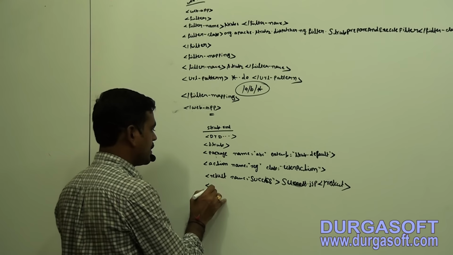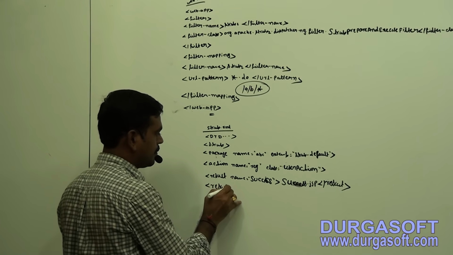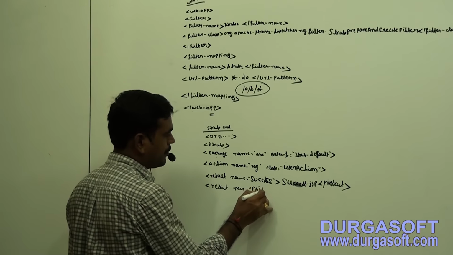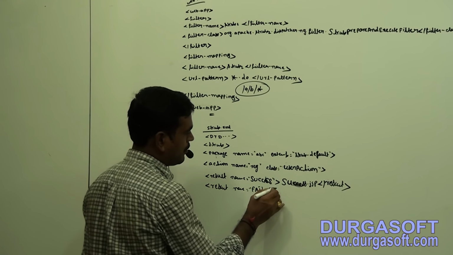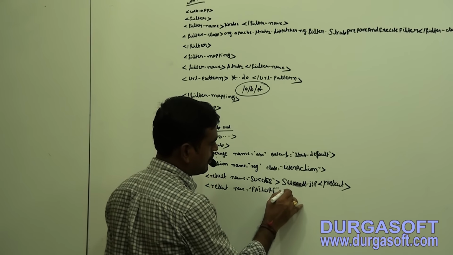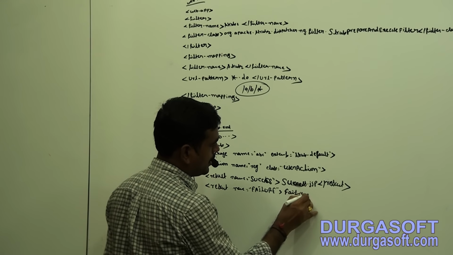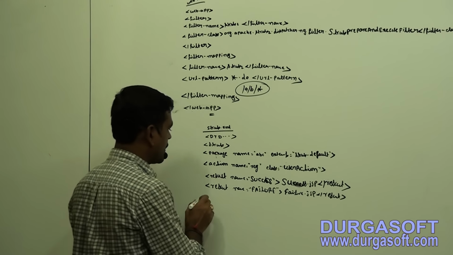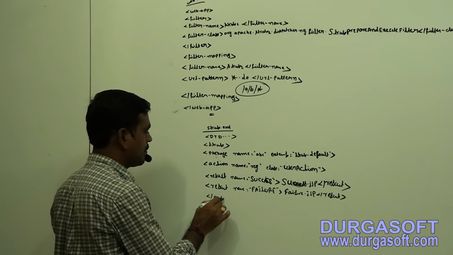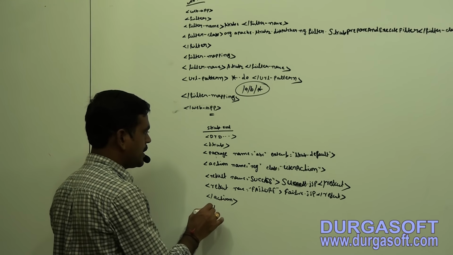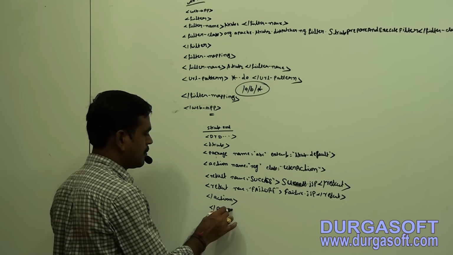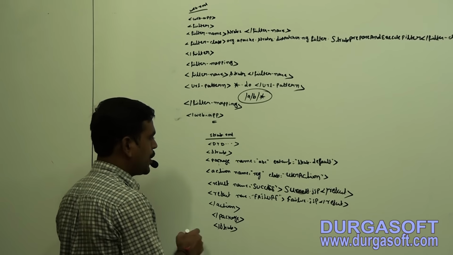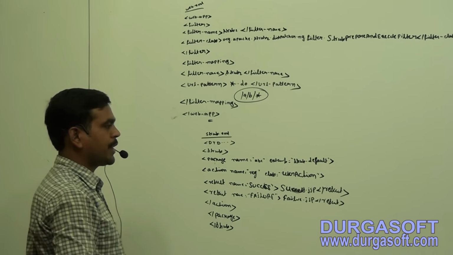The next result, name equal to failure, and here failure.jsp. Then close the action, close the package, and close struts-config. This is the 2.x format.